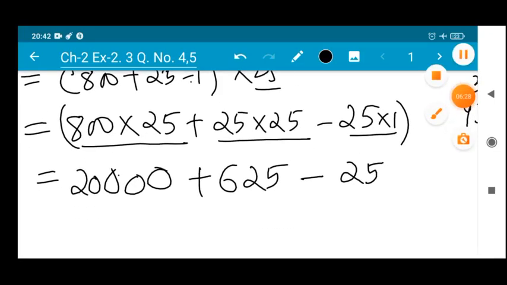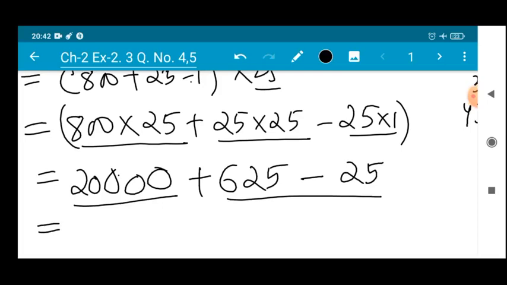Now what you have to do? Now just see what I meant. It's very simple. 20,000 and 6... When you subtract 625 minus 25, what will be the answer?